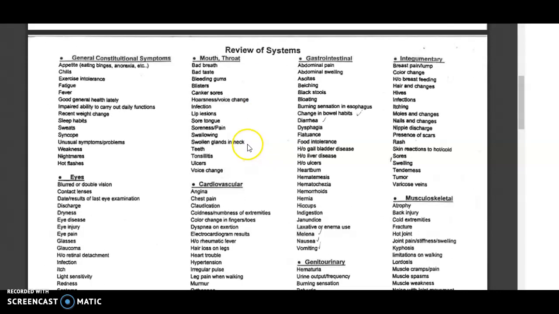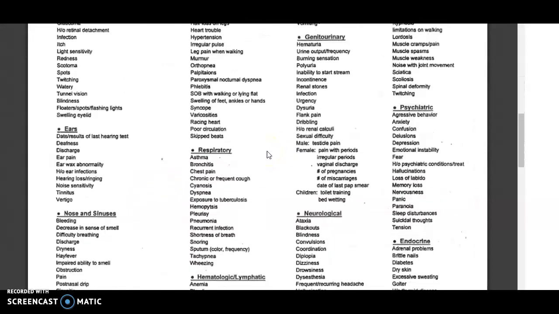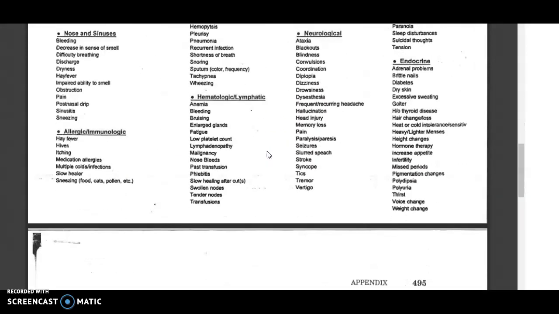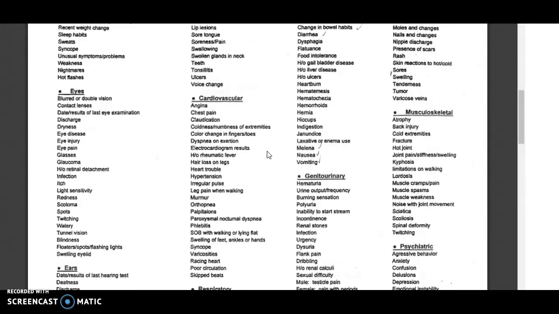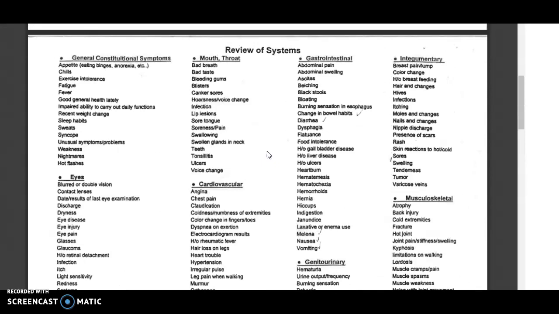Now for review of systems, this is an awesome handout, because with this, if they have blisters, that would go towards the mouth or throat. Cardiovascular, chest pain, angina; eyes, if they have discharge. Just like I said, one thing to remember, history of present illness is usually the subject coming in to talk about what is going on. Review of systems is the patient telling the doctor what's going on.